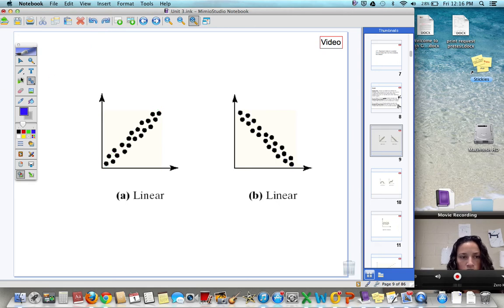So these are said to be linear. This one is going up. The slope tells me if I was to draw a line, this would be positive. So this would be my negative correlation. This would be my positive correlation, and my negative correlation.